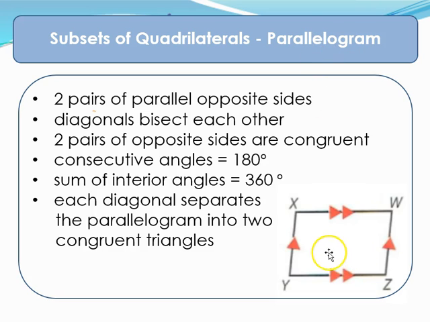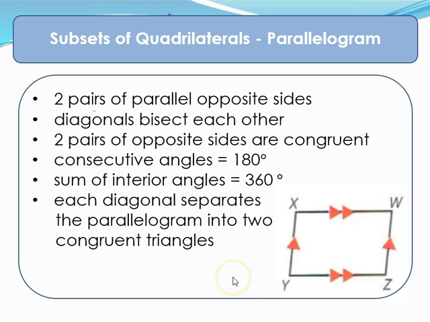So parallelograms in general will have two pairs of parallel opposite sides. So take a look at this drawing. XW and YZ are parallel opposite sides. You also have another pair, which is XY and WZ, which are parallel opposite sides. The diagonals of parallelograms will bisect each other. So if you draw a diagonal from X to Z and one from W to Y, they will cut each other in half.